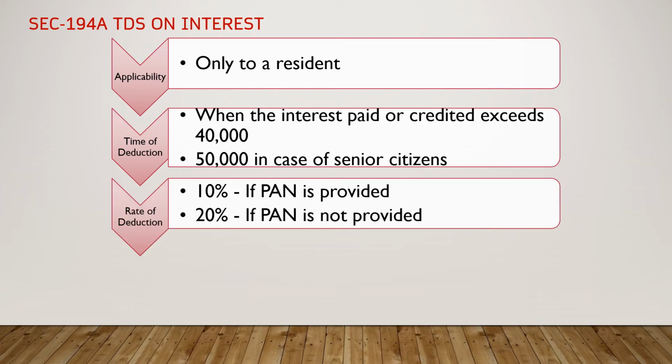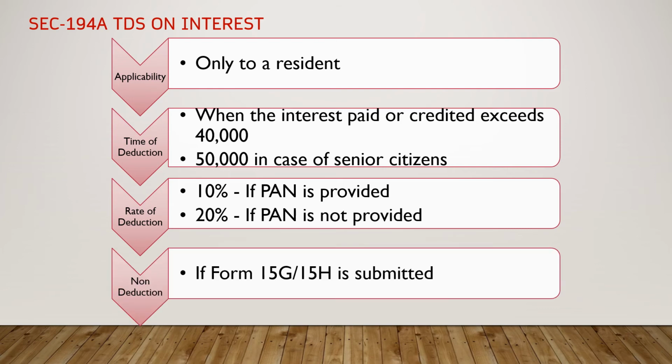And the rate of deduction is 10% if PAN is provided, and if the PAN is not provided, it is 20%. So remember, even if TDS is not deducted, FD interest is fully taxable. So if your interest is 30,000, even then that 30,000 should be shown in your income tax return, and tax must be paid on it according to your slab rates.